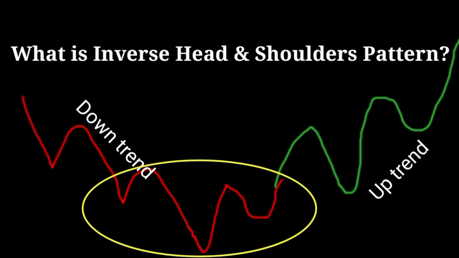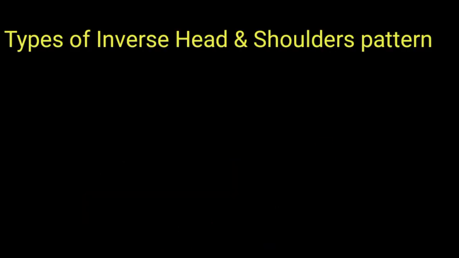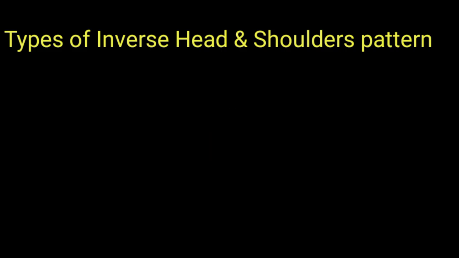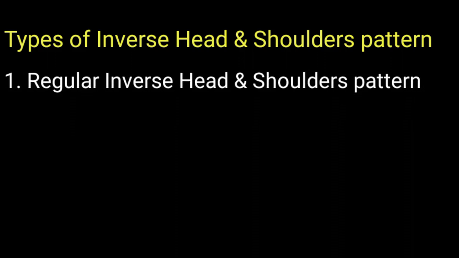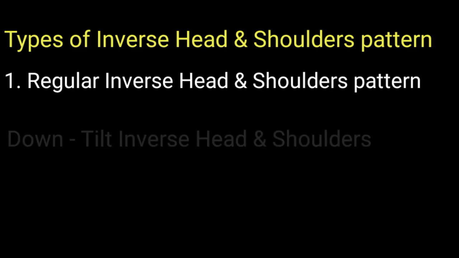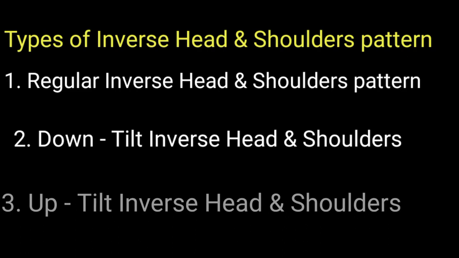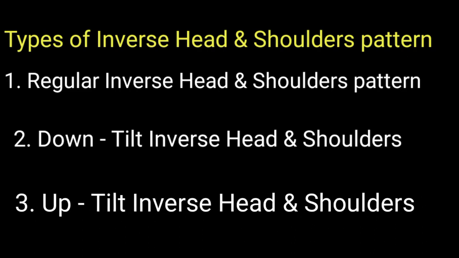So what are the types of inverse head and shoulder pattern? We have 3 types. The first one is the regular inverse head and shoulders pattern. The second one is the down tilt inverse head and shoulders pattern. Then the up tilt inverse head and shoulder pattern. So let's start with the first one, the regular inverse head and shoulder pattern.